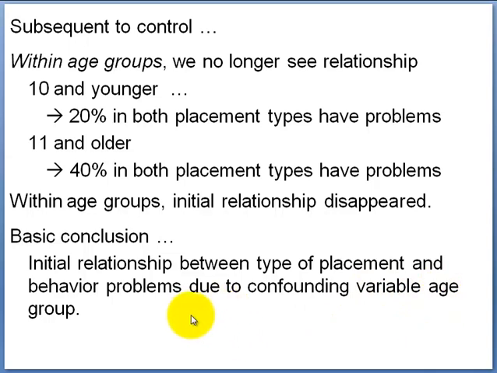So in essence, in this situation, the relationship that we were seeing was not a causal one. In other words, in this situation, type of placement was not affecting behavior problems. We got our relationship between type of placement and behavior problems due to the confounding variable age.